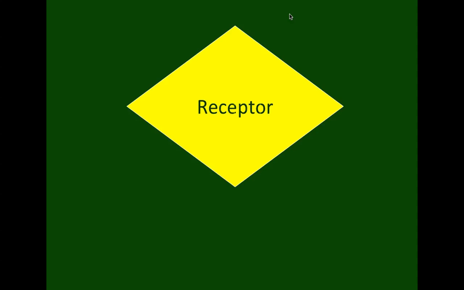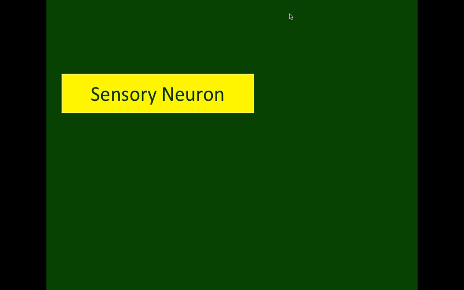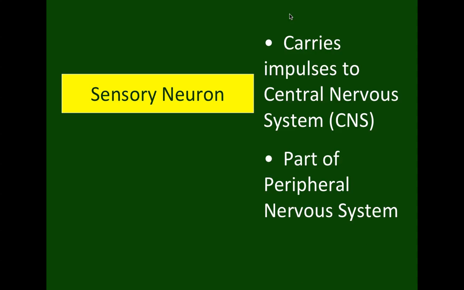That stimulus is picked up by a receptor, and typically these are our sense organs, our eyes, our ears, even our skin. We'll be taking a closer look at these receptors in a separate unit from the nervous system. I think we have enough to handle here with just the nervous system itself. The receptor then sends the message about the stimulus to our sensory neuron. Its job is to carry those impulses to the central nervous system, but keep in mind it is a part of only the peripheral nervous system.